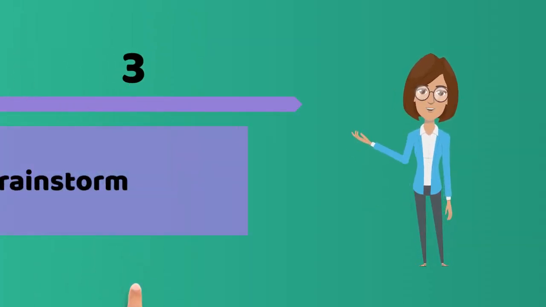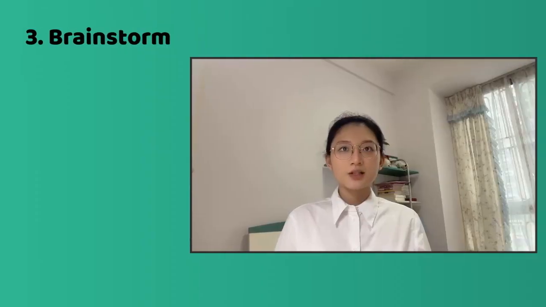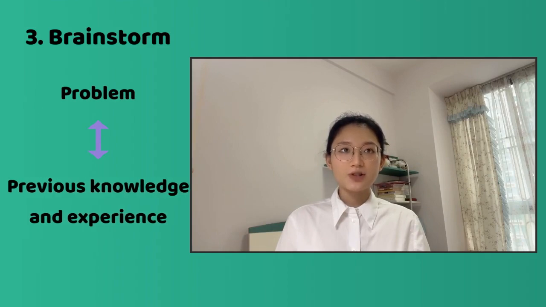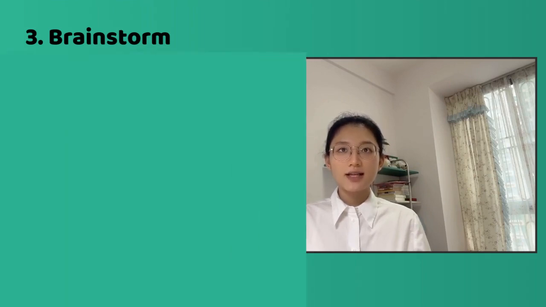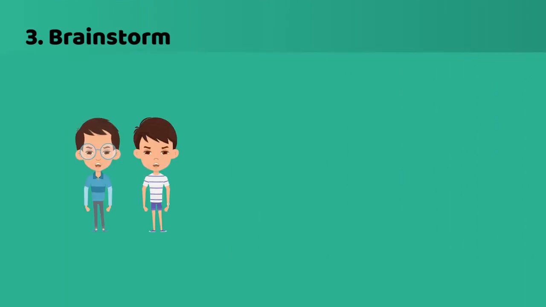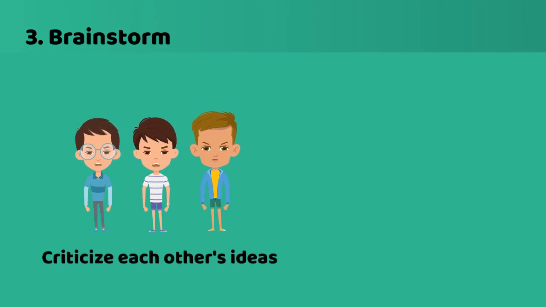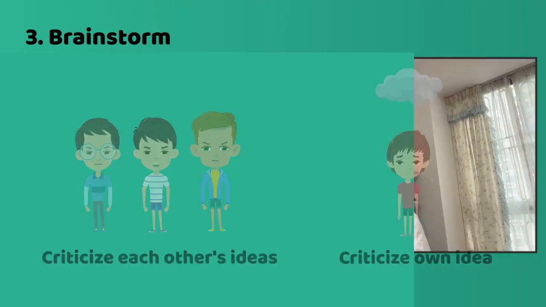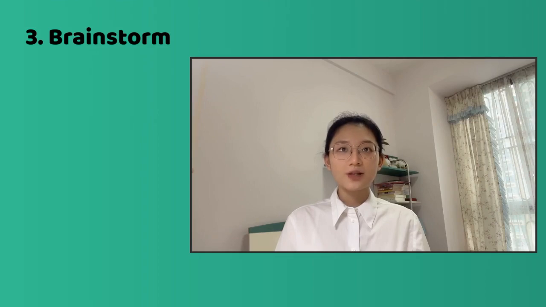The third step is to brainstorm. The goal is to connect the problem with the previous knowledge and experience of the students. It is essential that the students do not criticize each other's or their own ideas. In fruitful brainstorming, there are parallel and freely combining streams of ideas.